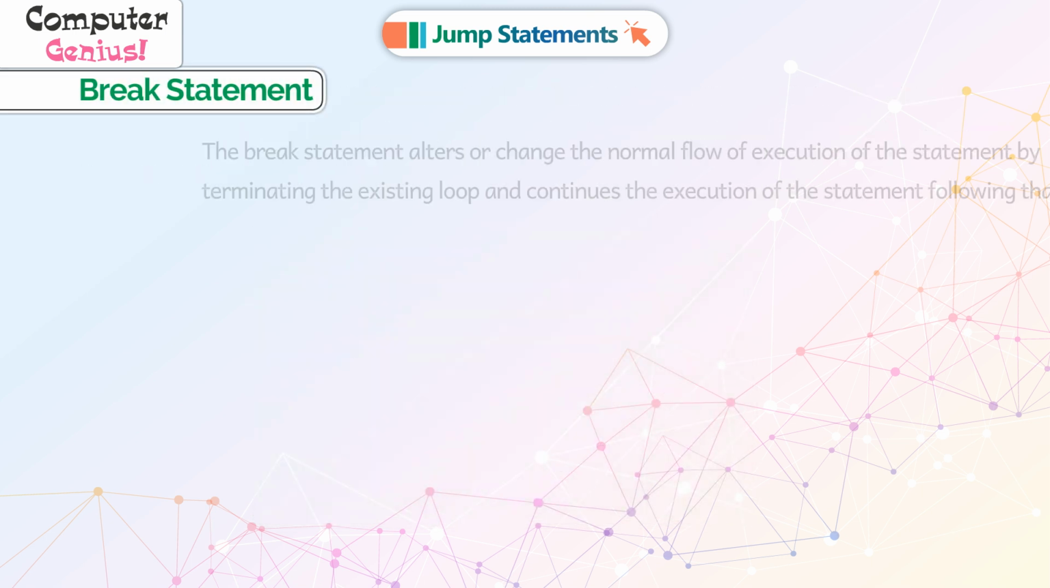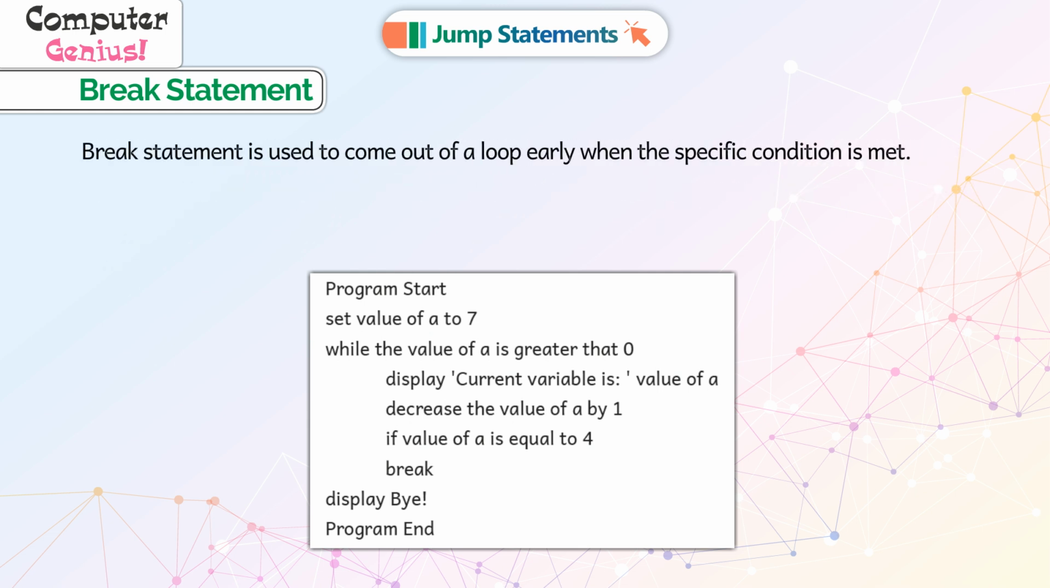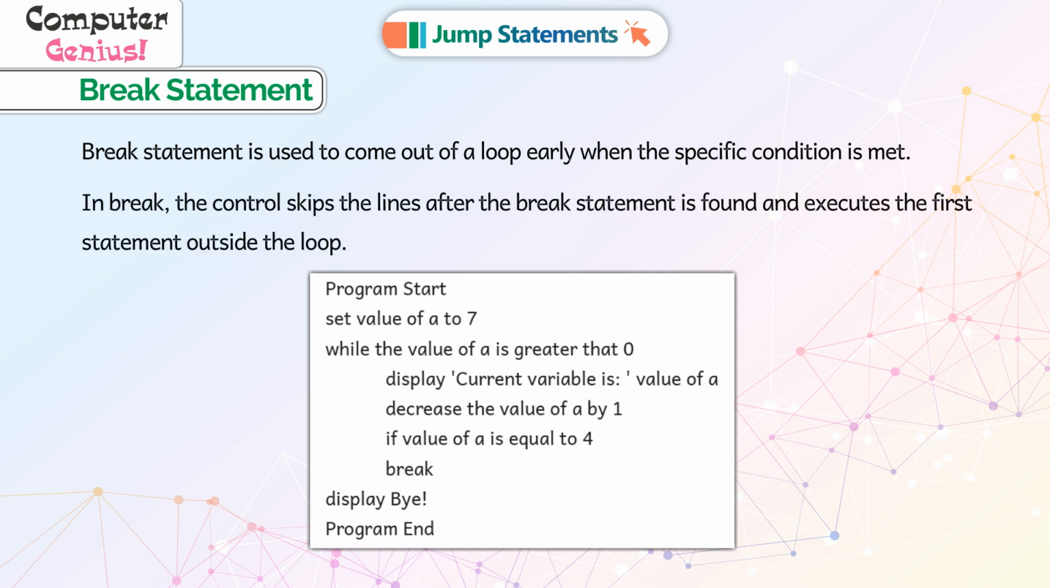Break statement. The break statement alters or changes the normal flow of execution of the statement by terminating the existing loop and continues the execution of the statement following that loop. Break statement is used to come out of a loop early when the specific condition is met. In break, the control skips the lines after the break statement is found and executes the first statement outside the loop.